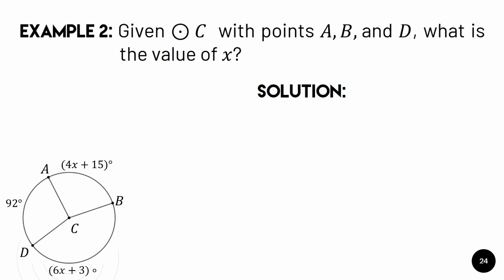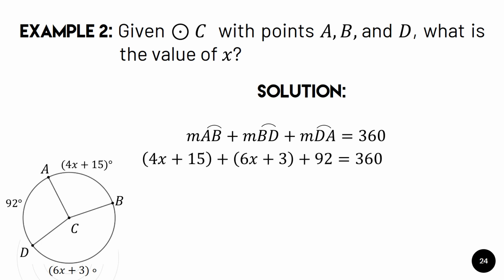Applying the arc addition postulate and the idea of the complete revolution of a circle, which is 360 degrees, we may have the working equation: measure of arc AB plus the measure of arc BD plus the measure of arc DA is equal to 360. Substituting the given, we have 4x plus 15 as the measure of arc AB, 6x plus 3 as the measure of arc BD, and 92 as the measure of arc DA.